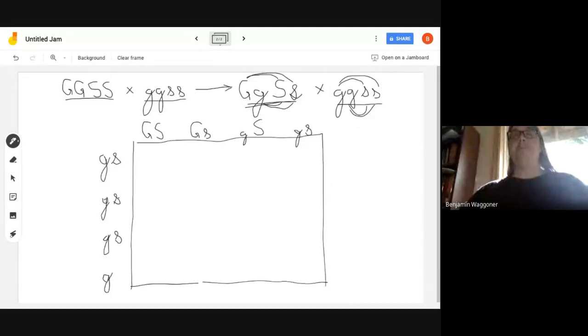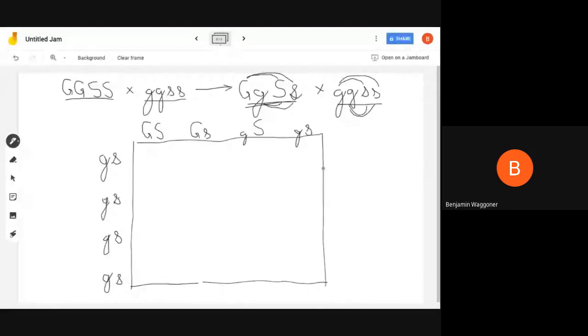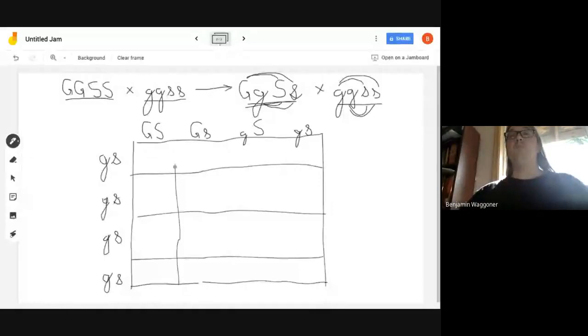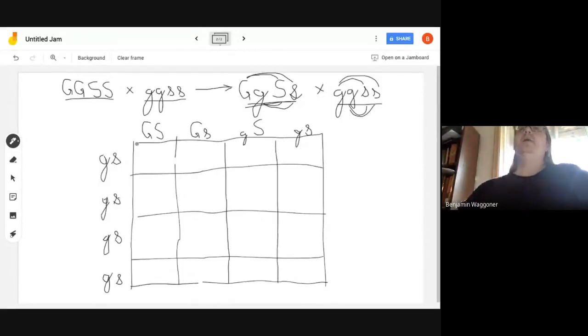All right, this is kind of laggy, meaning I can't write as fast as I'd like to, but so it goes. And now we can draw our rows and columns. Like so. So we've got a 4x4 Punnett square. Okay, what do we put on our columns? We take the letters from the top and move them down.